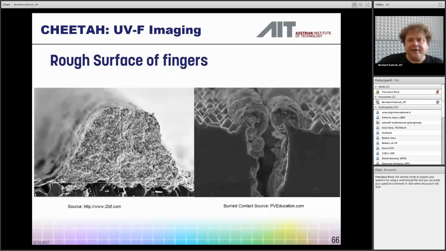I think that the reason might be that the fingers, nearly independent of how they are produced, are rough and might conduct soda fluid, and the soda fluid might be a cause of the darkening. So these are microscopic images of different busbar systems, buried contacts or normal printed ones, or galvanic, I think it was in this case, but they have a rough surface. I think that this rough surface moved the solar flux.